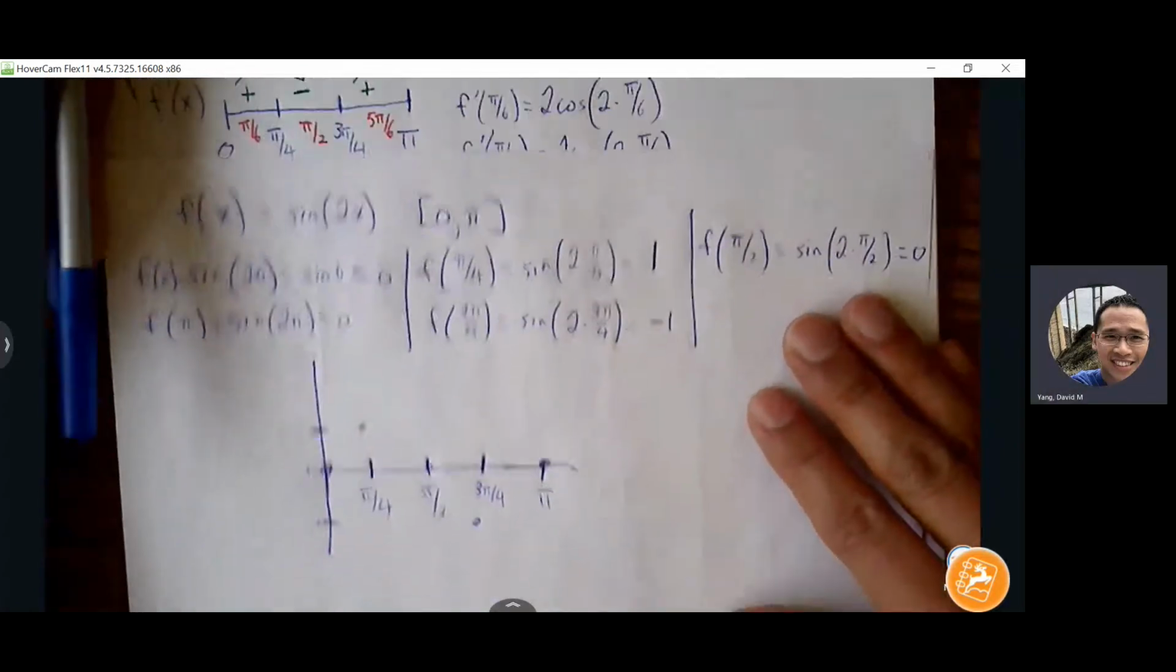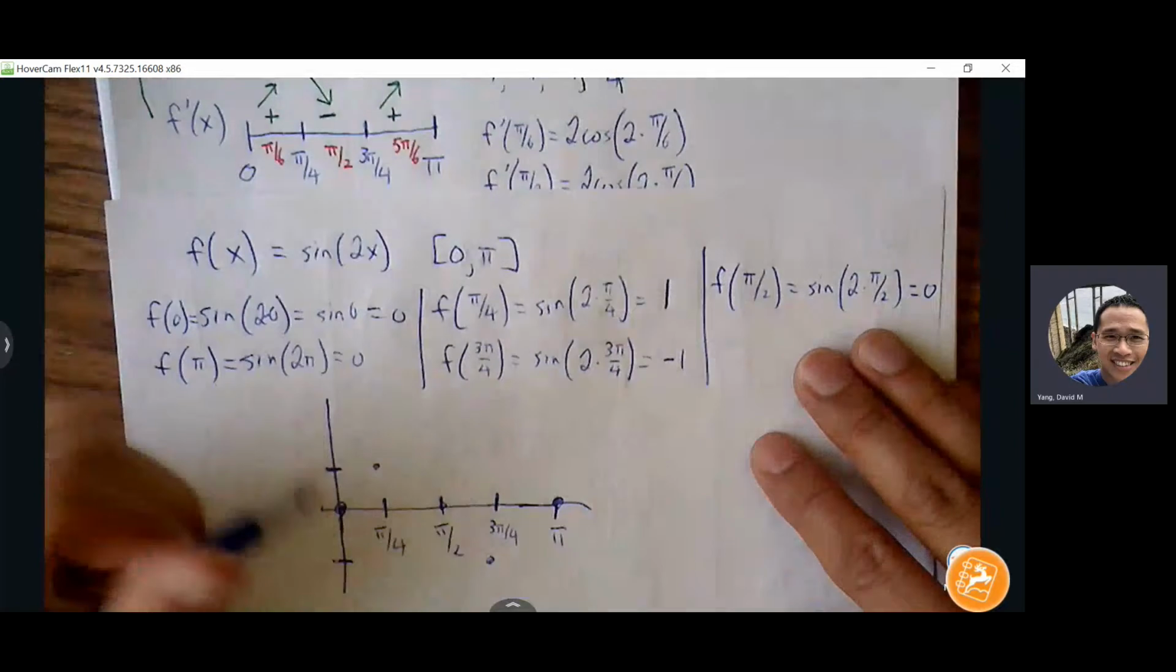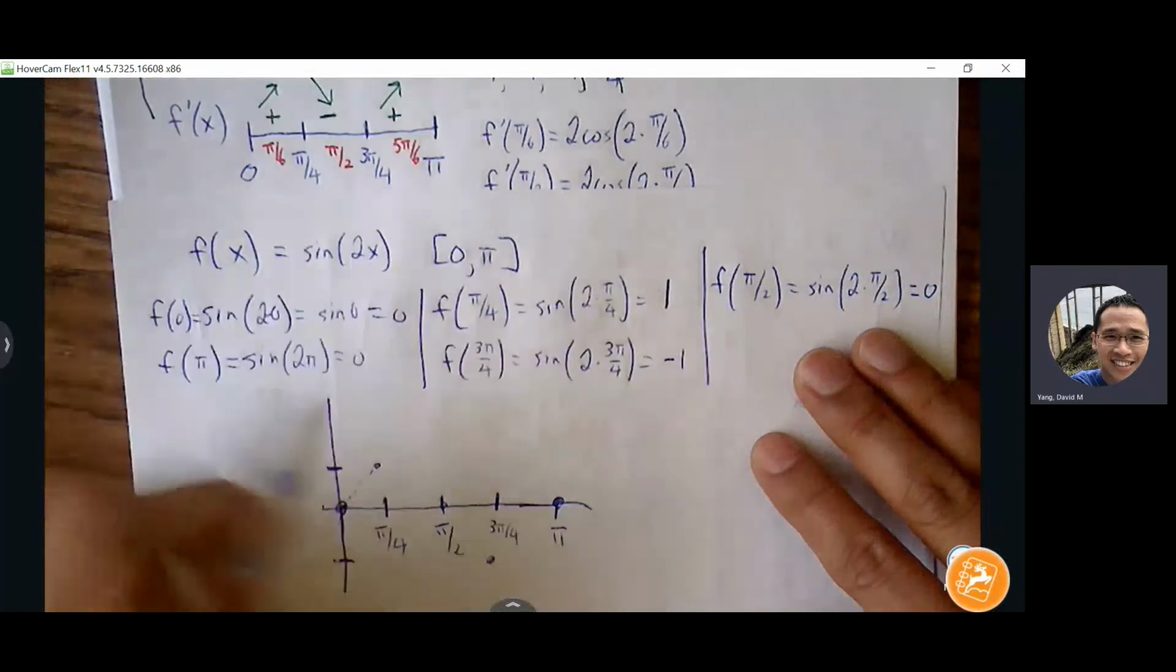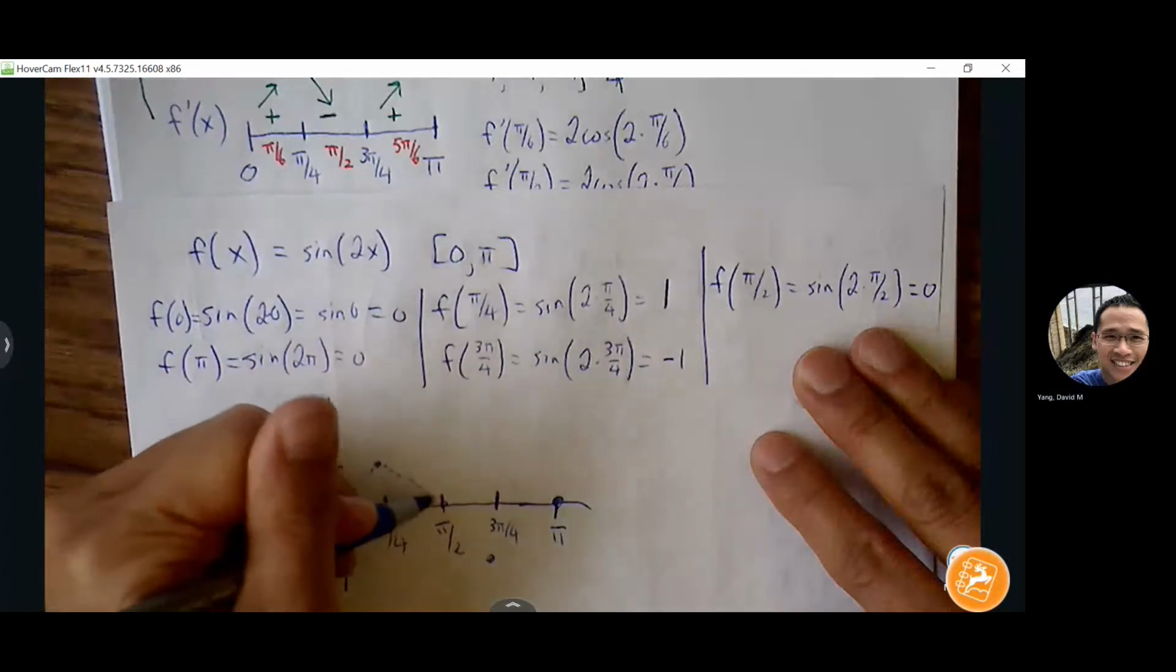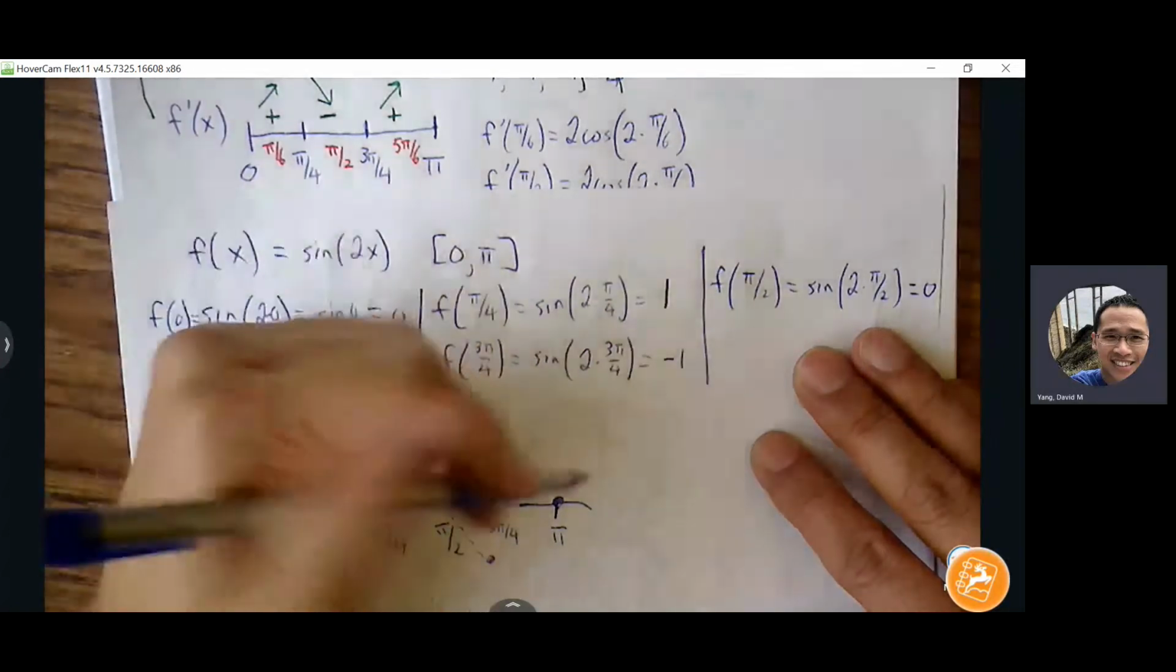Okay, based off our sign line, I know I'm expecting a relative max at pi over 4, so my graph is going to rise to that point. It's going to fall to 3 pi over 4. And it's going to rise to pi.